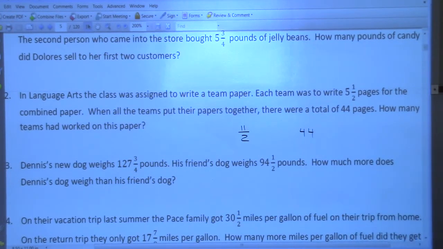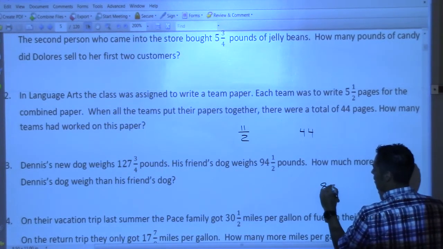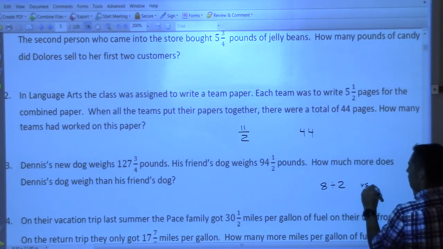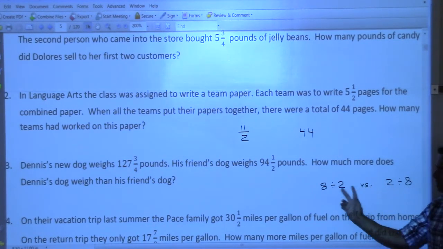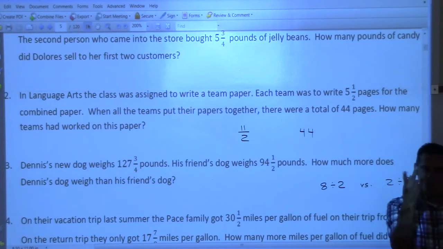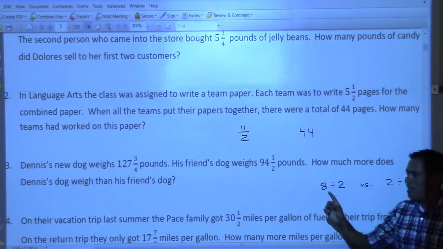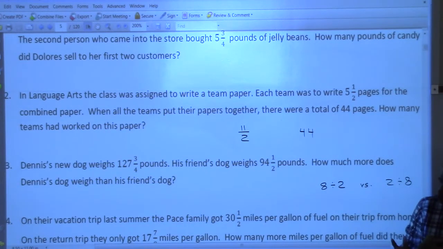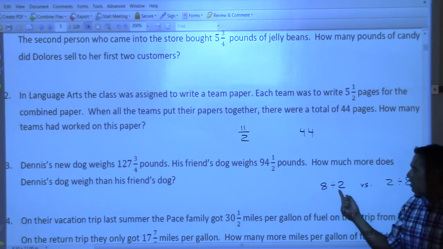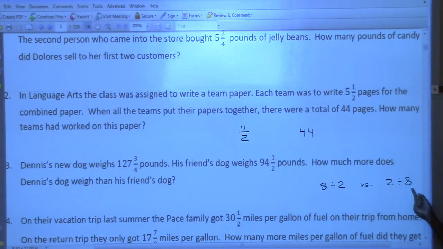Now, the order in which you do this division matters. Because think about it this way. Is there a difference between me saying 8 divided by 2 versus 2 divided by 8? These are different, right? So multiplication doesn't matter, right? If I say 2 times 8, it's the same as 8 times 2. But when you do division, it's not the same way. 8 divided by 2 is not the same as 2 divided by 8.